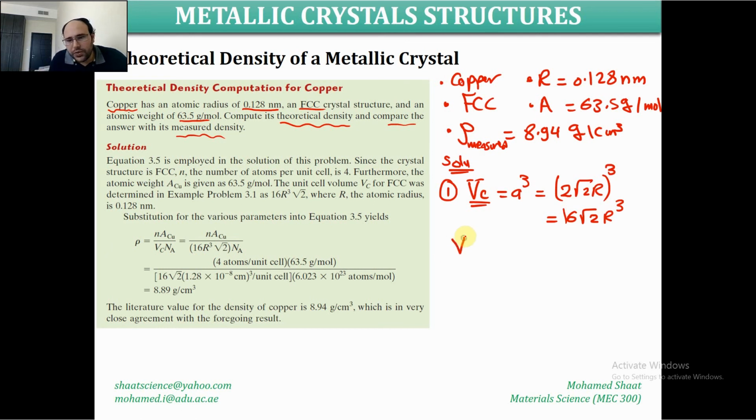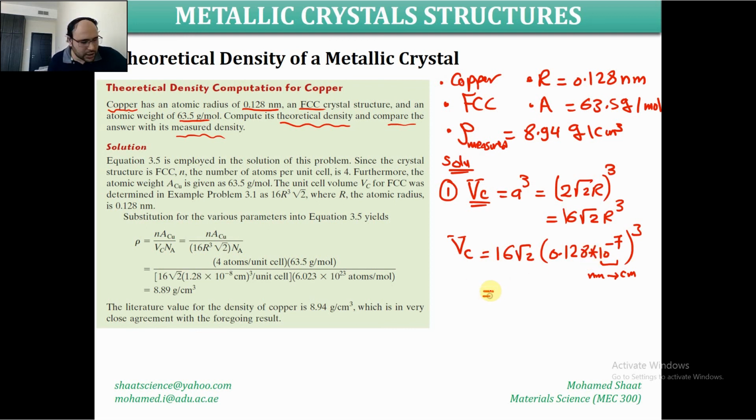So this is going to give us the volume equals 16 square root of 2 times the radius, which is 0.128 times 10 to the power negative 7 to convert to centimeter, cubed. This is just to convert from nanometer to centimeter. But if you replace the 7 with 9, you're already converting to meter. We don't need it in meter, we need it in centimeter.